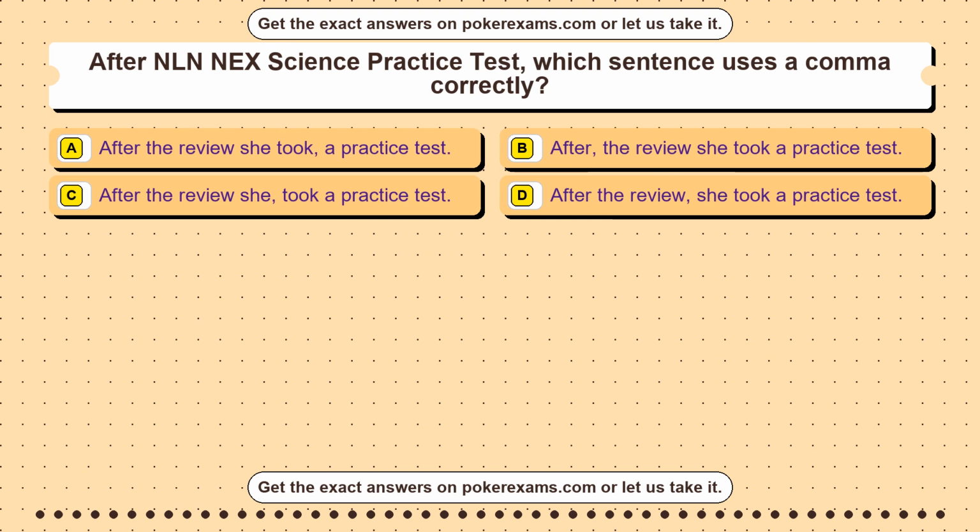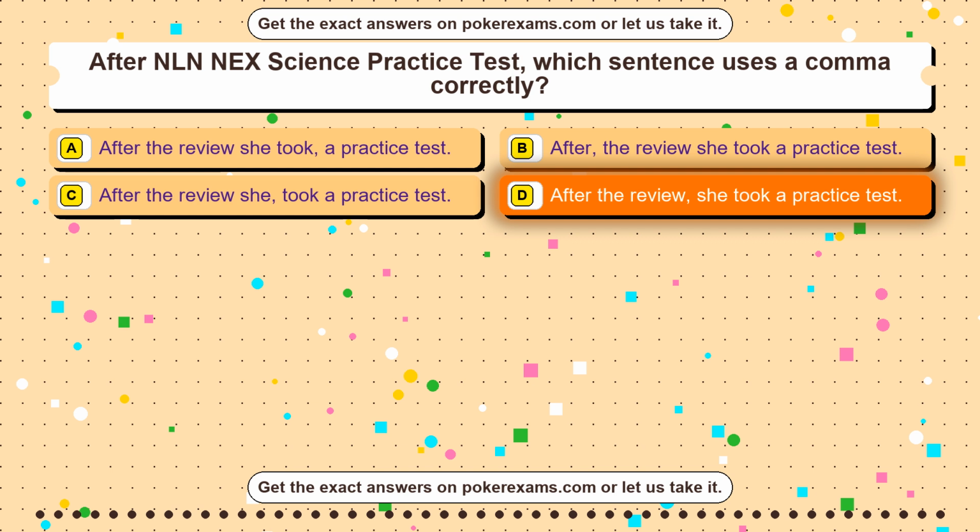Question 26. After Get RLA practice test, which number is the mode of 4, 6, 6, 7, 9? Option A 6. Option B 7. Option C 9. Option D 4. The correct answer is option D.